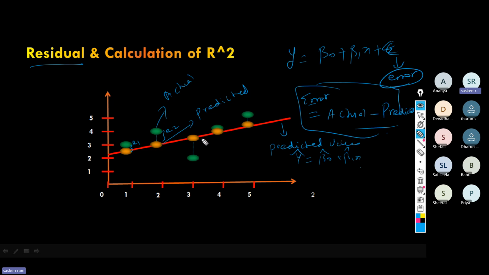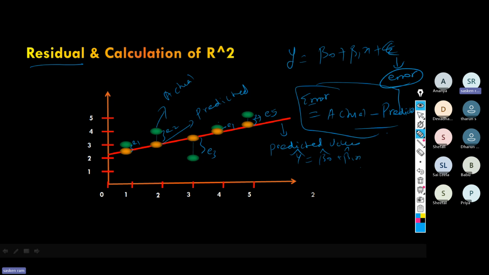And for the third record, what happened? The actual is falling way above this predicted line. Hence, it is a positive value. Sometimes, when the actual falls below the line, the error will be negative. This is E3, the difference between actual and predicted. Here also there is a difference. This one we call E4, and this one we call E5. So E1, E2, E3, E4, E5 are my errors, which are nothing but the residuals.